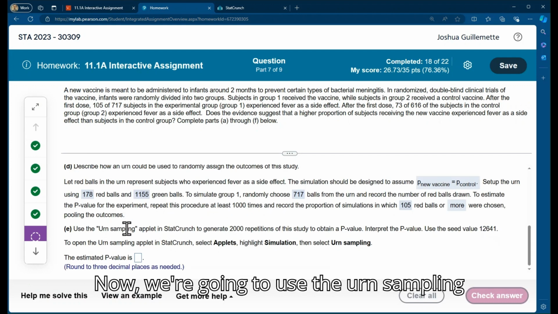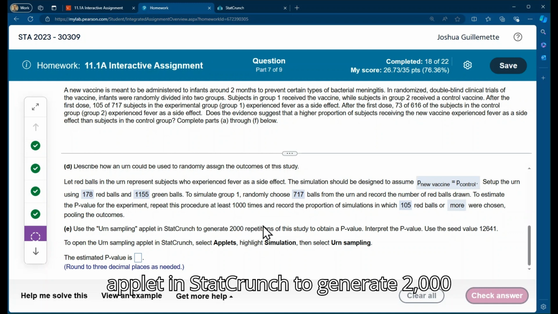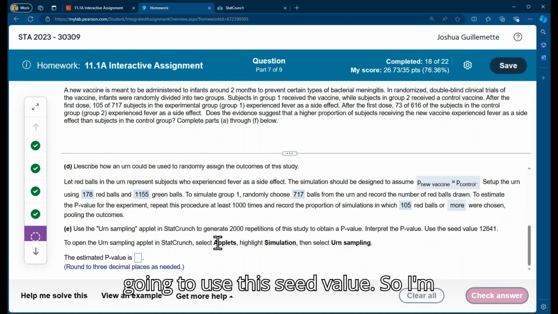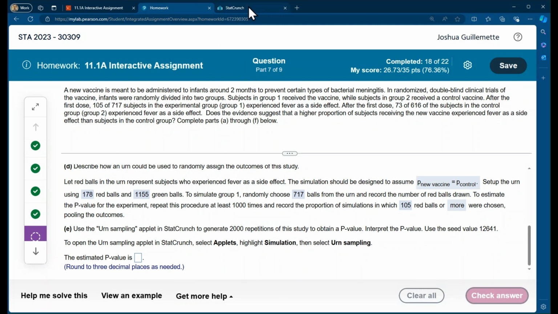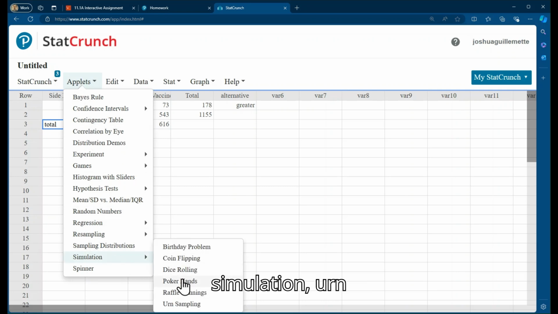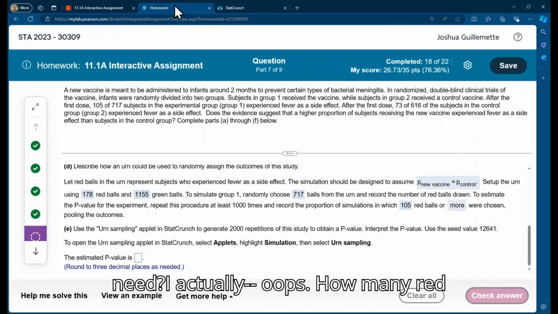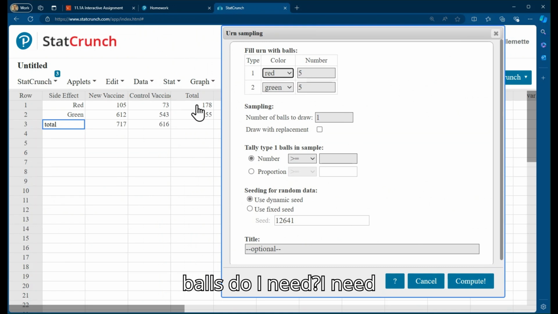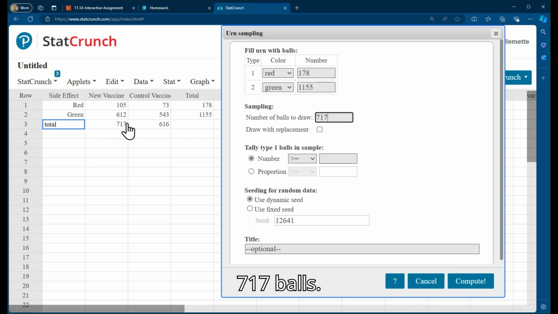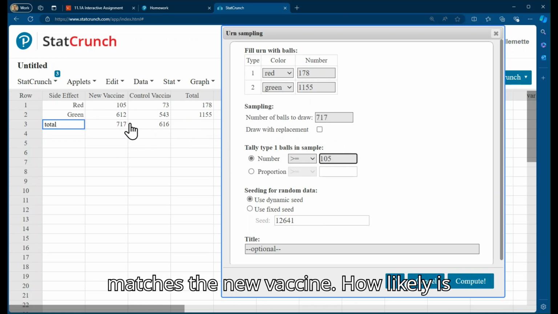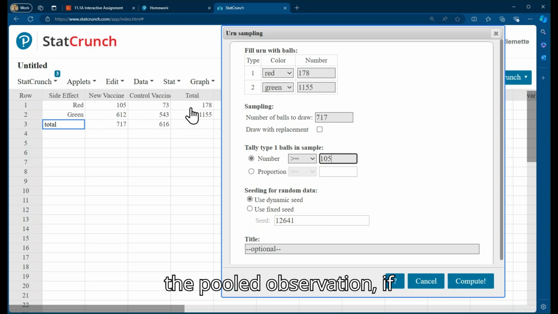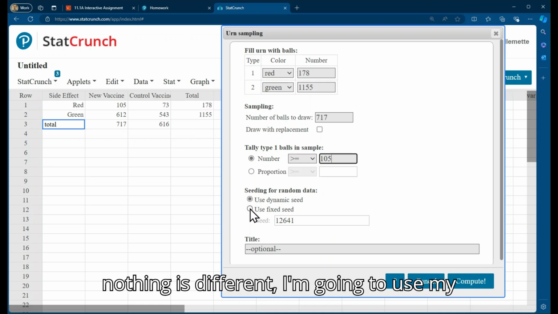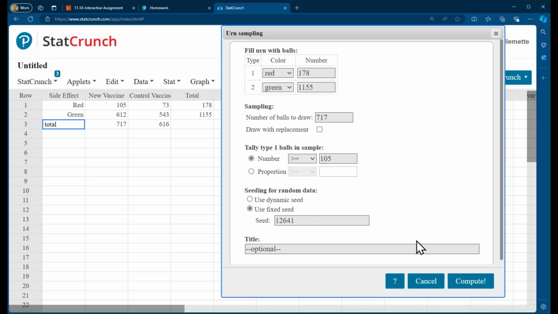Okay. Now, we're going to use the urn sampling applet in StatCrunch to generate 2,000 repetitions to get the p-value, and we're going to use this seed value. So I'm going to open up applet simulation urn. Here we go. Applets, simulation, urn sampling. How many red balls do I need? I need 178 red balls. I need 1,155 green balls. I need to draw 717 balls, and I need the number to be greater than or equal to 105. This matches the new vaccine. How likely is the observation in the new vaccine, given the pooled observation, if nothing is different? I'm going to use my fixed seed of 12,641, and I'm going to click on compute.